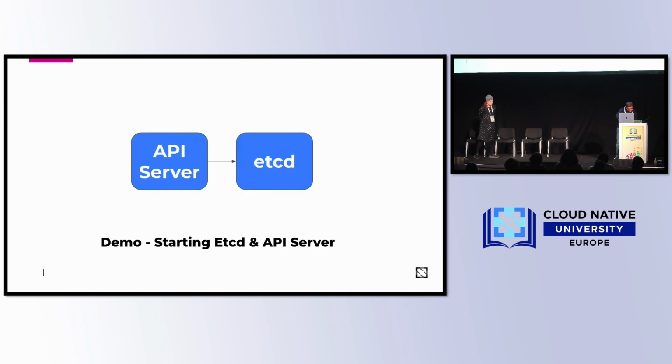Okay, so now we are going to have a short demo. In the demo, we'll be starting first the etcd service, because that is where Kubernetes stores its data. So we'll first start the etcd service, and then we'll start the API server, and then you will be able to see how the cluster starts and how the cluster information happens.